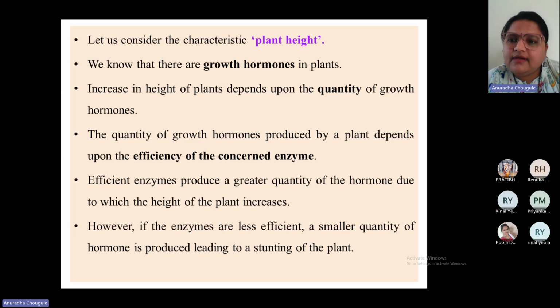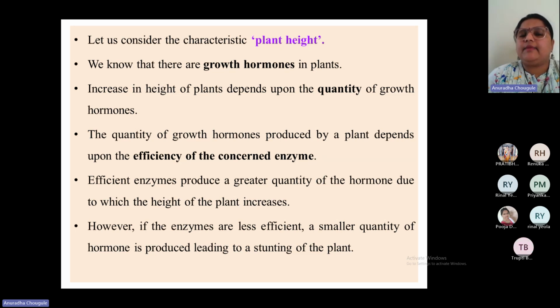Auxin, gibberellic acid, and cytokinin are some examples of growth hormones. In particular, the hormone responsible for plant height is nothing but auxin. So the plant height depends on the quantity of growth hormone. If the quantity of hormone produced is more, then the plant height is more.